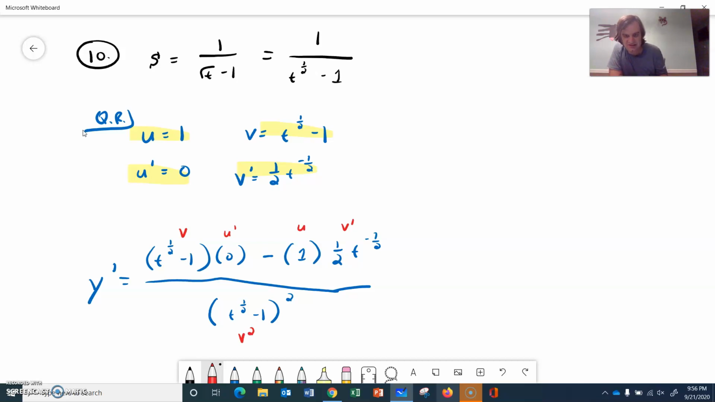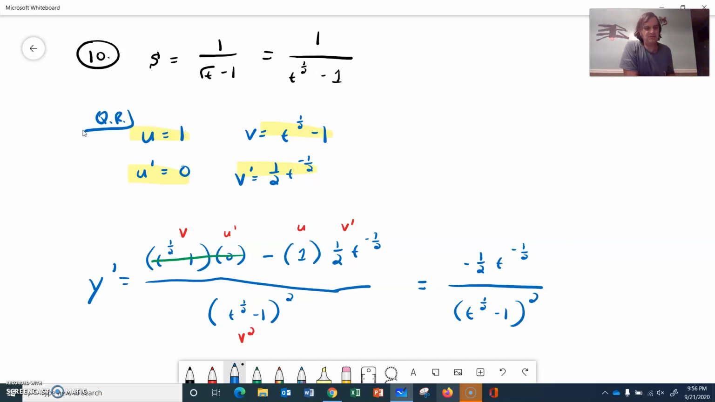So a little bit of cleanup gives me 1/2 t to the -1/2. Ooh, there was a negative in front of that, sorry. All over t to the 1/2 minus 1 squared. And I'll save the rest of the problems for the next video.